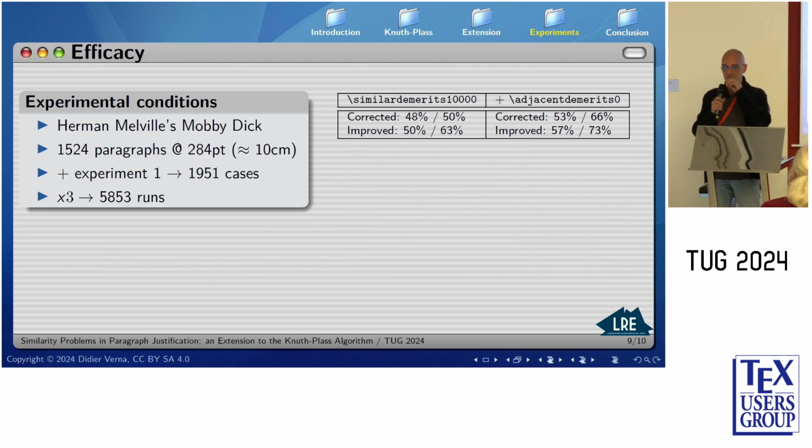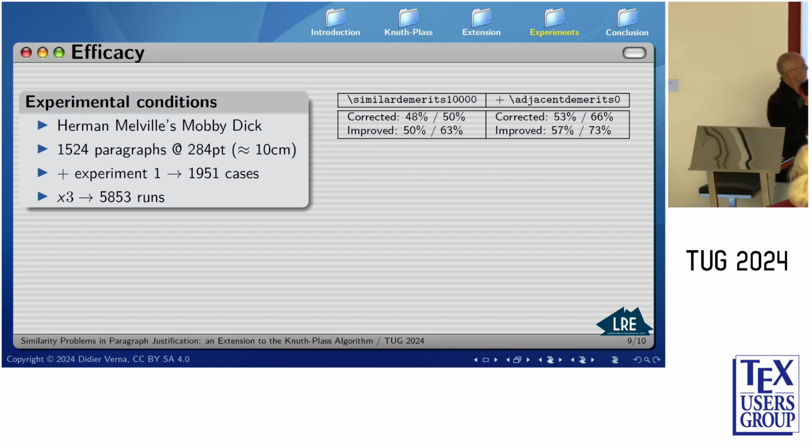Okay, in terms of efficacy, I did another experiment, which is typesetting a cleaned up and filtered novel, the famous Moby Dick novel from Herman Melville, and that gave me 1,524 paragraphs, which I've typeset at a more or less random width, approximately 10 centimeters. If you add that to the first experiment, it gives you almost 2,000 individual runs. And what I did was also 3 different passes for every paragraph in question. 1 with the defaults from TEC.